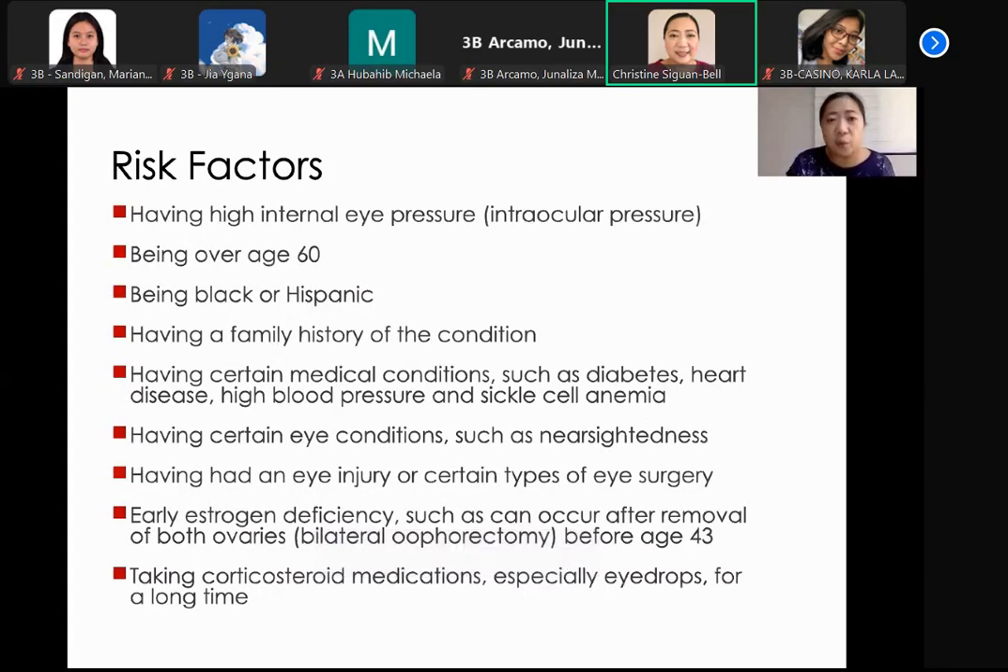The risk factors for glaucoma are the following: increase in intraocular pressure, old age, race, family history, certain medical conditions like hypertension, diabetes, anemia, certain eye conditions like being nearsighted or myopia, or farsighted like hyperopia, having had a previous eye injury or eye surgery, sometimes early estrogen deficiency, and taking steroid medications, especially those taking steroid eye drops for a long period of time.